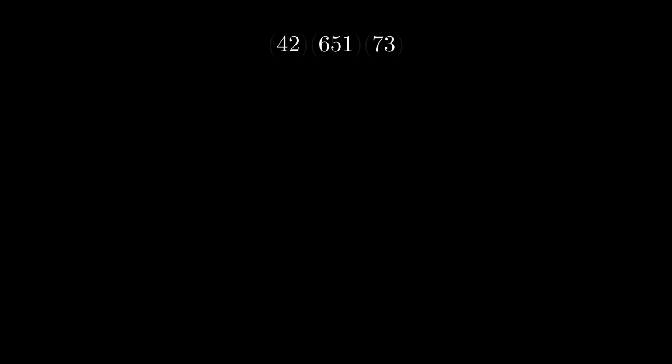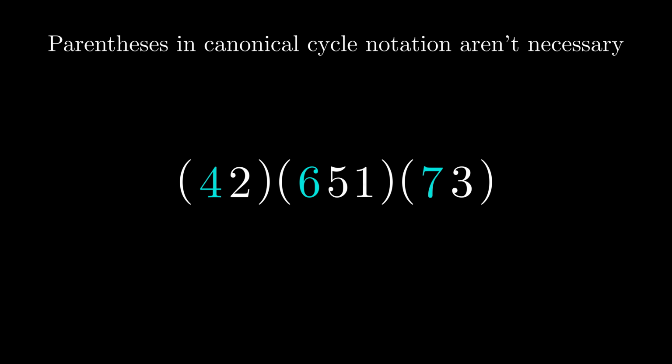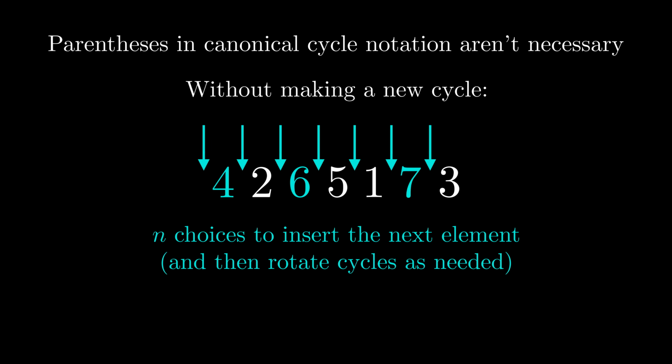Notice that the parentheses in canonical cycle notation can be completely ignored because we can recover them by simply finding a new cycle when we find the highest number so far in the permutation. And so there are n places to inject the next element without making a new cycle, one for each element in the permutation. We can't place it on the end, because in canonical cycle notation, this would add a new cycle.